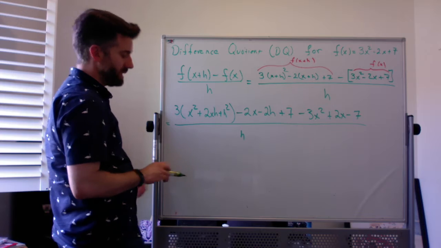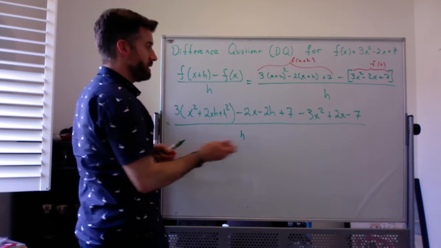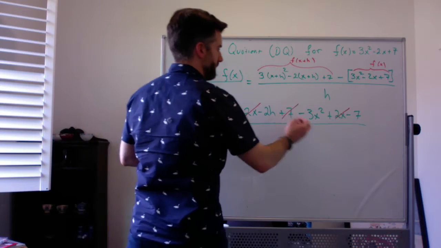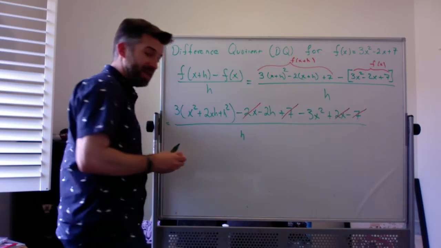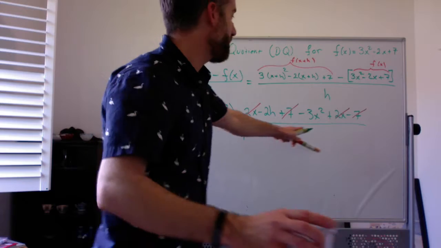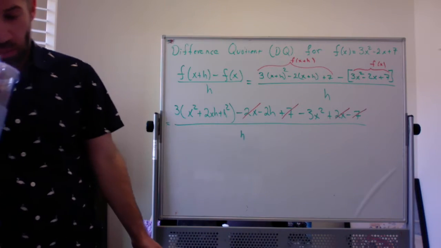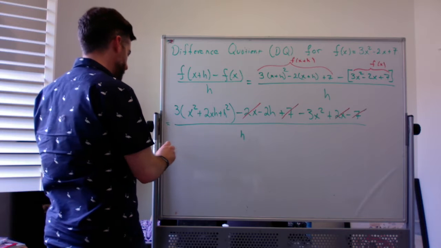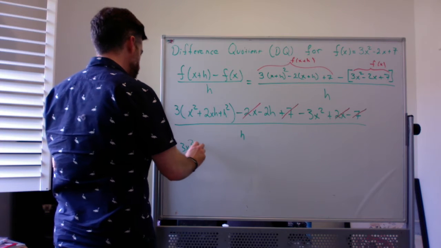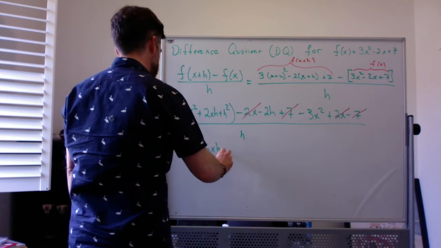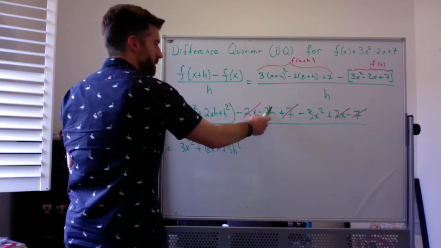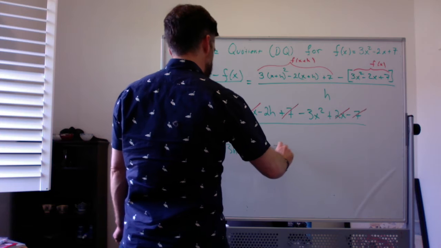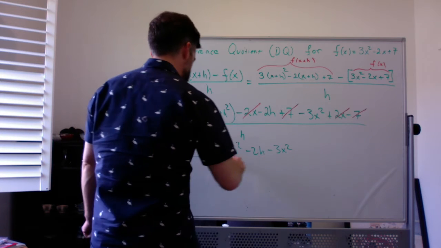Alright, so now let's see, I can cancel a couple things. This minus 2x cancels with this positive 2x. This positive 7 cancels with this minus 7. But if I hadn't distributed the minus sign correctly over here, then they wouldn't have canceled out. So now I'm going to distribute 3 here and get 3x squared plus 6xh plus 3h squared minus 2h minus 3x squared all over h.